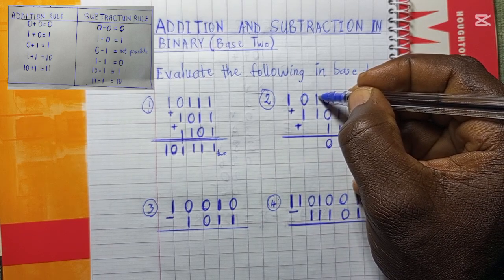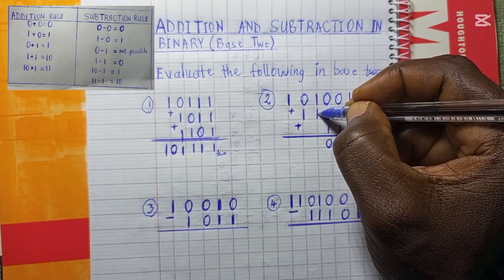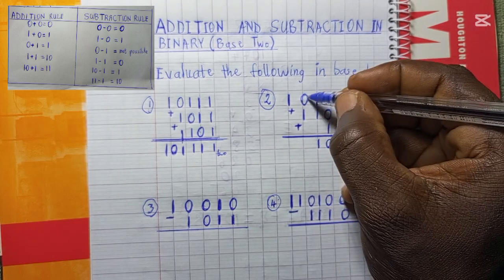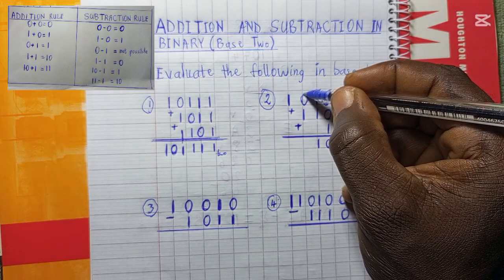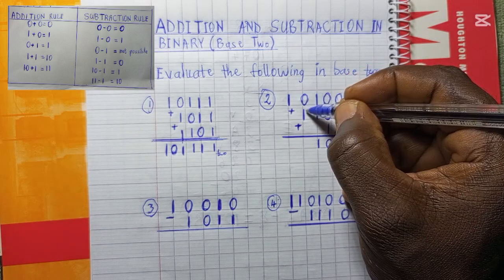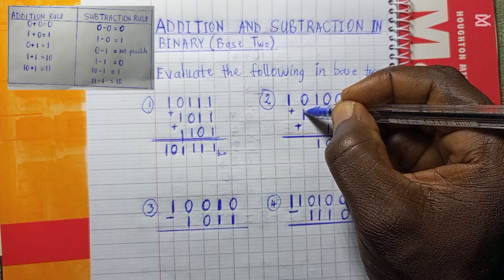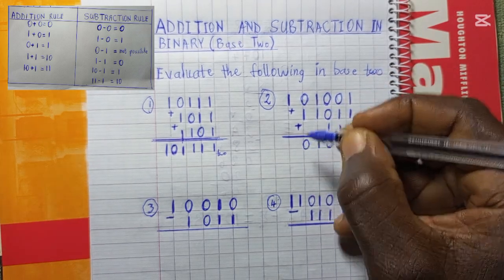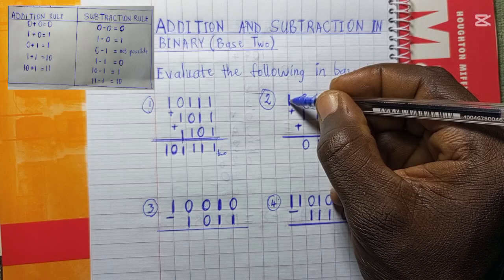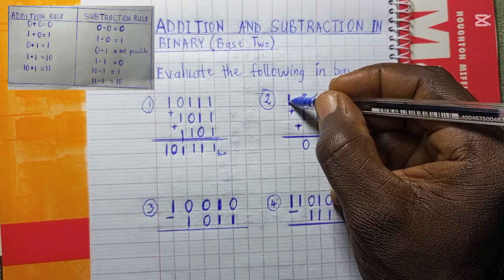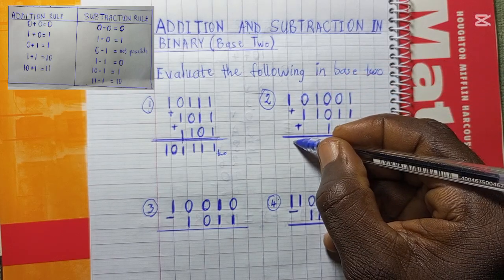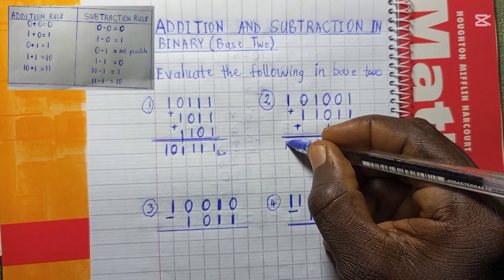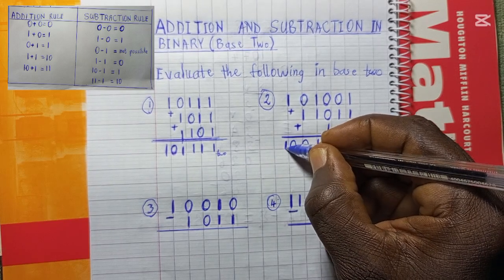1 plus 1, 10. 10 plus 1, 11. So I'll write 1 and take 1 to this side. 1 plus 1, that is 10. I'll write down 0 and bring 1 to this side. 1 plus 1, which is 10 again. So I'll write down everything here now.